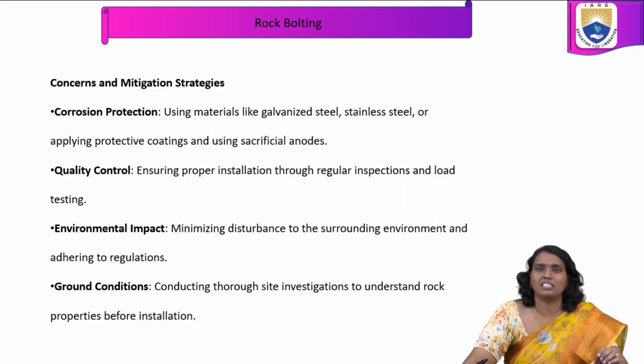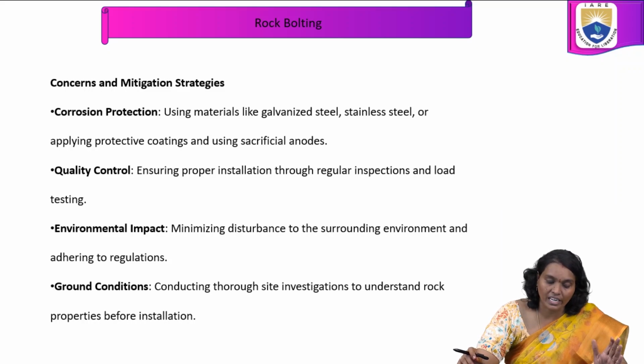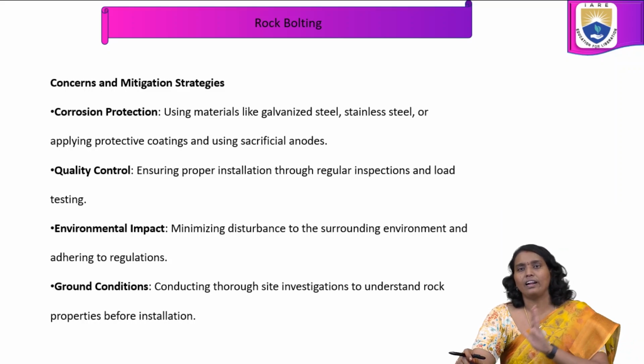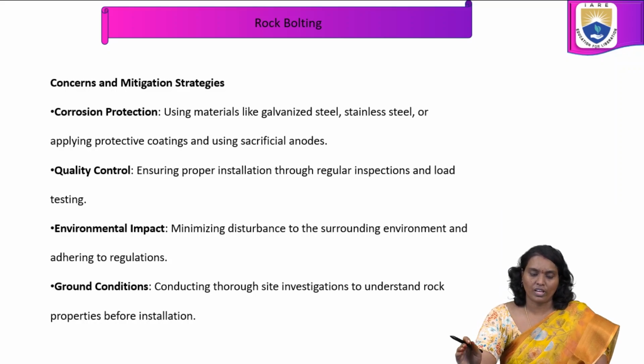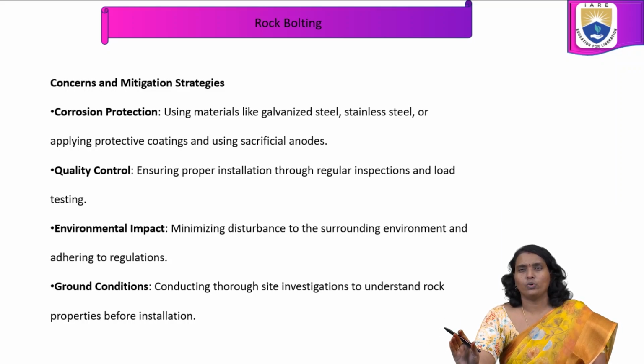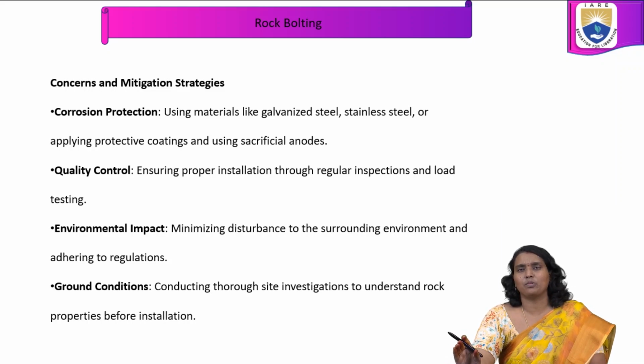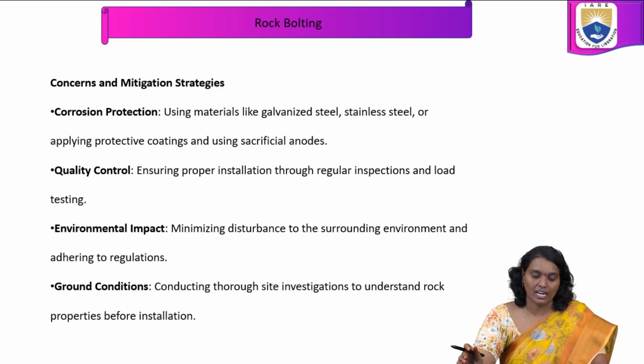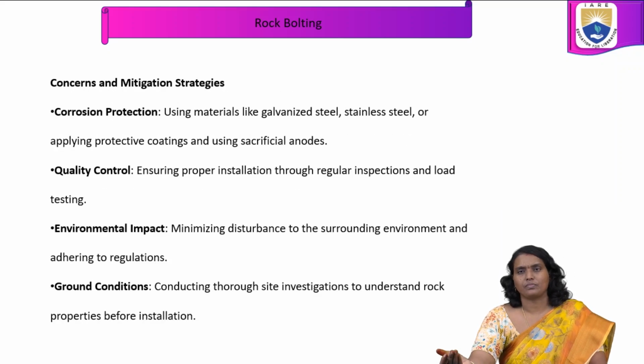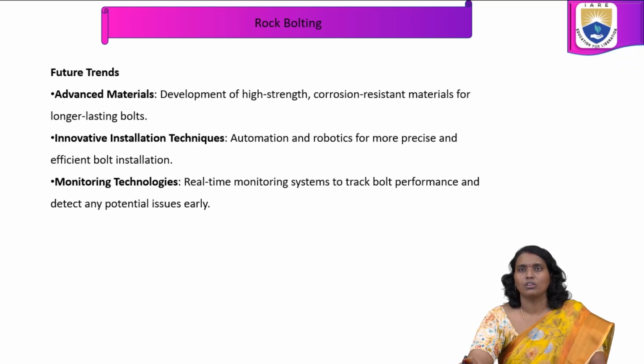Some concerns and mitigation strategies we also observed. Those are corrosion protection, quality control, environmental impact and ground conditions. So we use various different kinds of steels, and for quality, assuring proper installation through regular inspections and load testing, minimizing the disturbance to the surrounding environment and also following the regulations, and conducting thorough site investigation to understand the rock properties before installation. These are the concerns we consider for rock bolting.